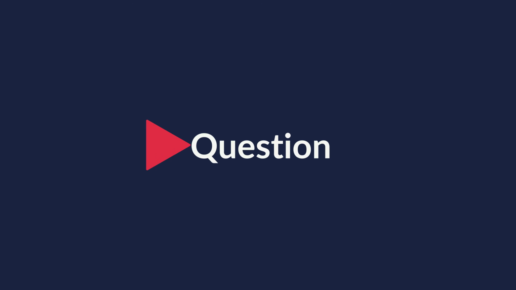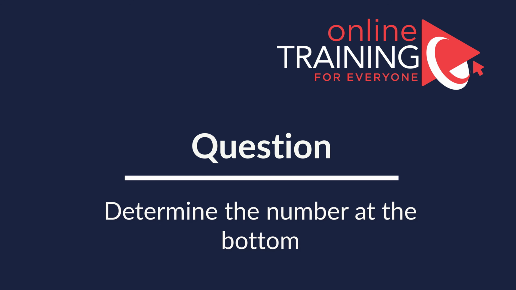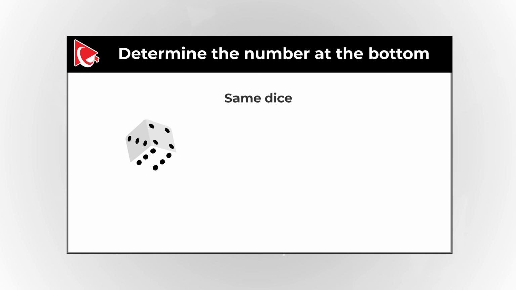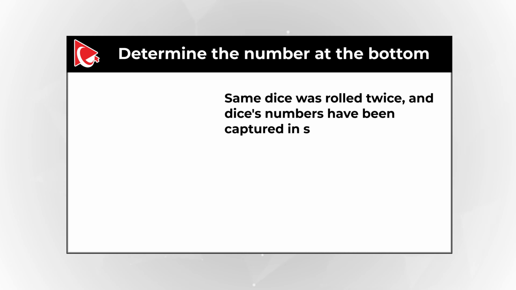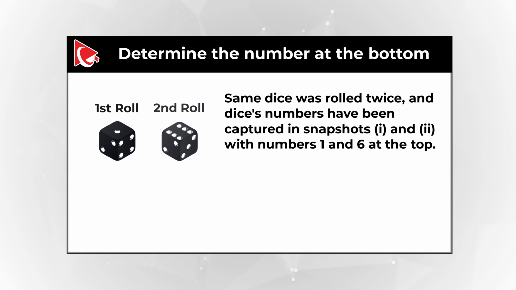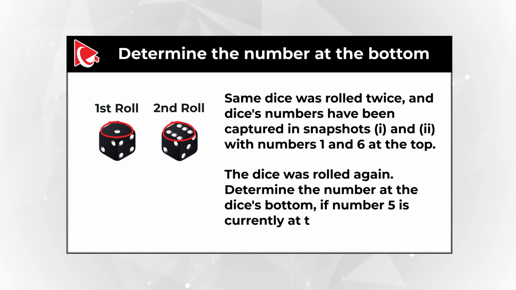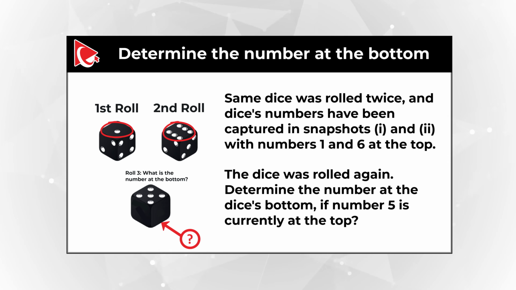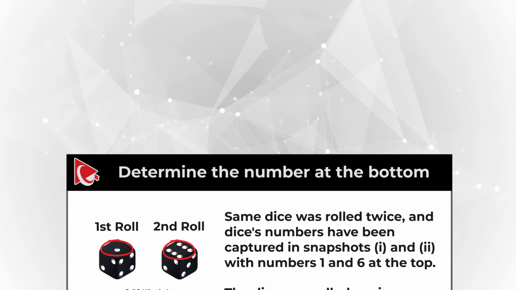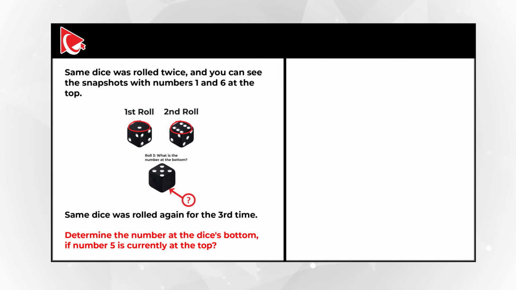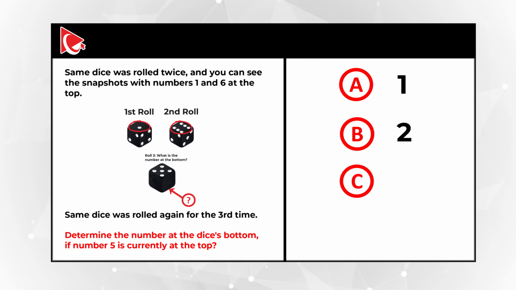Here's an interesting question where you need to determine dice's number at the bottom. Dice was rolled twice, and dice's numbers have been captured in snapshots 1 and 2, with numbers 1 and 6 at the top. The dice was rolled again. You need to determine the number at the dice's bottom if number 5 is currently at the top. You have 4 different choices. Choice A, 1. Choice B, 2. Choice C, 3. Choice D, 6.